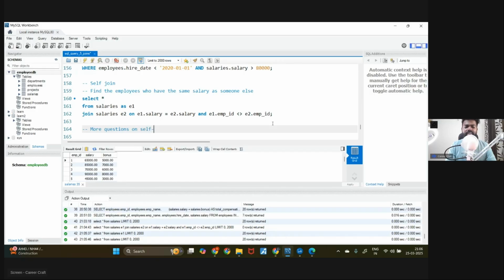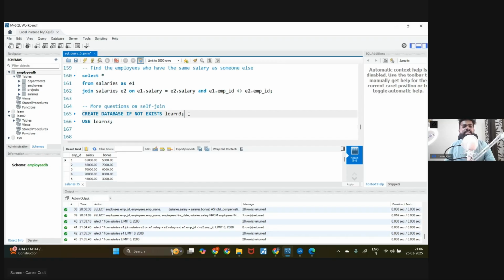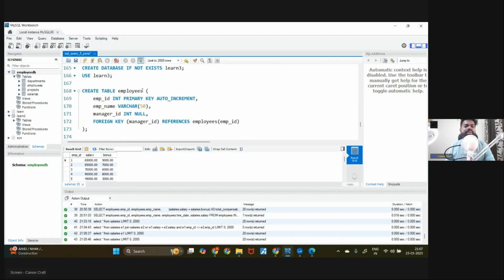So for that, this time, first of all, guys, please create a database. CREATE DATABASE IF NOT EXISTS learn3. I will put it in the chat as well. Please create a database like this. And I will also give you a table. I have prepared 5-6 questions on this self join because this is not generally taught properly by a lot of people.